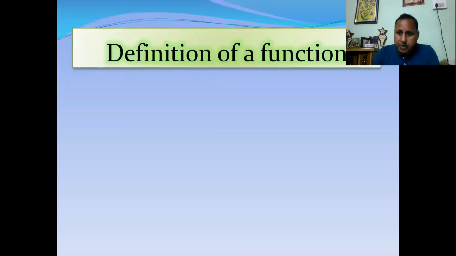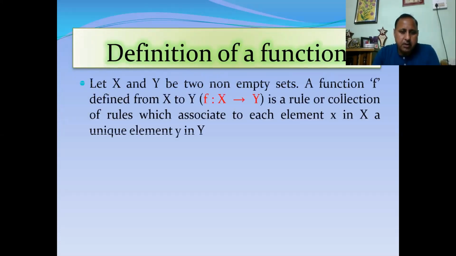So see here, definition of function. Let X and Y be two non-empty sets. A function f defined from X to Y is a rule or collection of rules which associate to each element of set X with a unique element of set Y. Clear? Or in another way, you can also say that F is a subset of X cross Y.